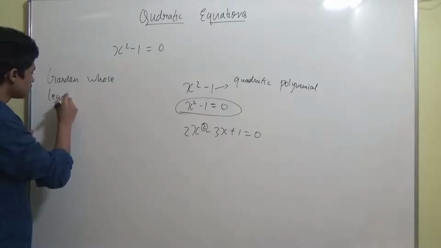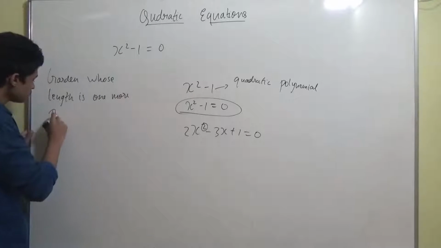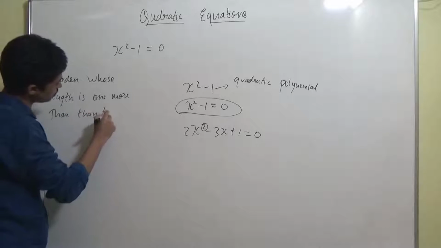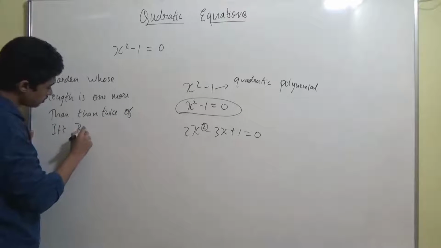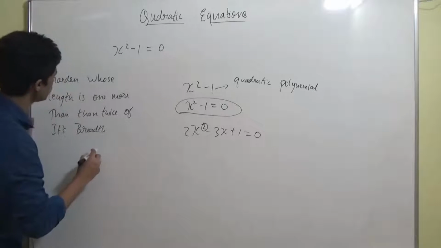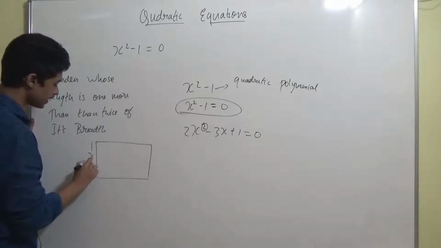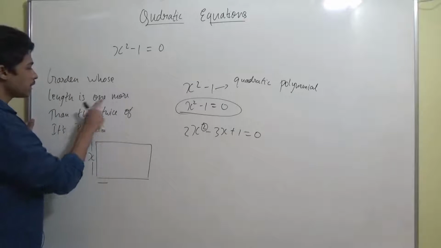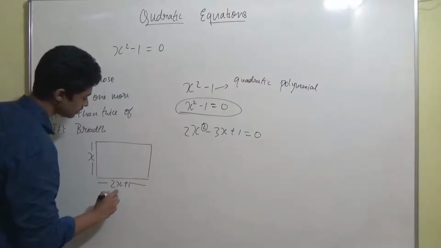There is a garden whose length is 1 more than twice of its breadth. Getting it guys? They are saying if you consider a rectangular garden, if you consider the breadth as x meters, then length will become 1 more than twice, which means 2x plus 1. This will become length. Getting it guys?